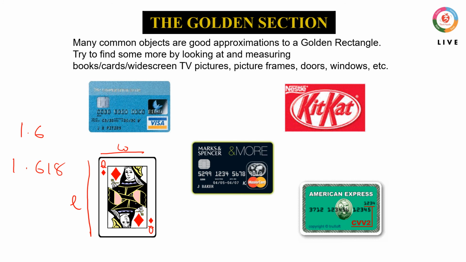Most of the chocolates, most of the credit cards, doors, windows are made up of golden ratios. Now I am giving you a research project. Find a golden ratio in your house, take the picture and send it in our group. That's fine, my dear friends.